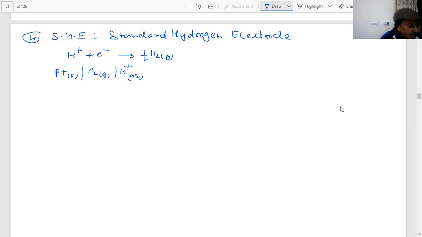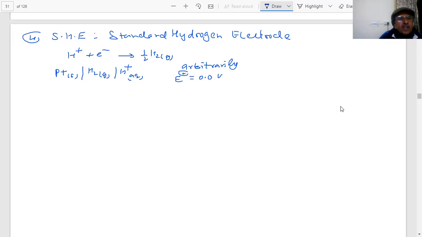And what is the value which was assigned to it arbitrarily? Arbitrarily, students, this is assigned a value of how much? What is the value of the hydrogen? E naught is 0 volt. 0 volt is the value which is given to the standard hydrogen electrode. This value has been assigned arbitrarily, students. Standard hydrogen electrode value is 0.